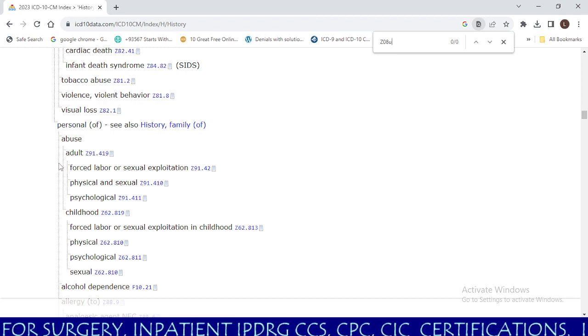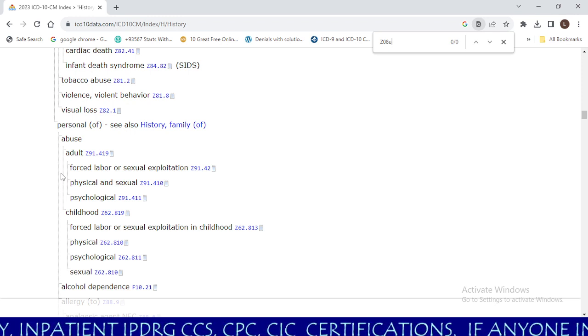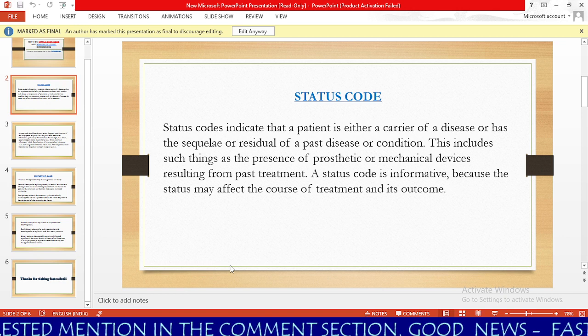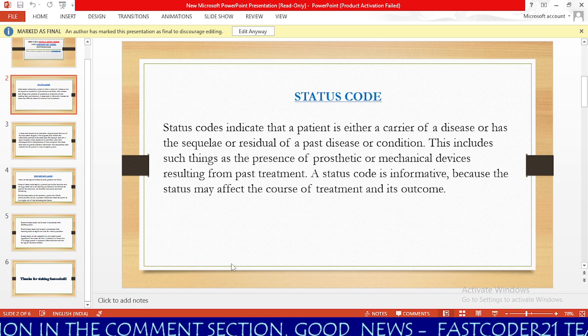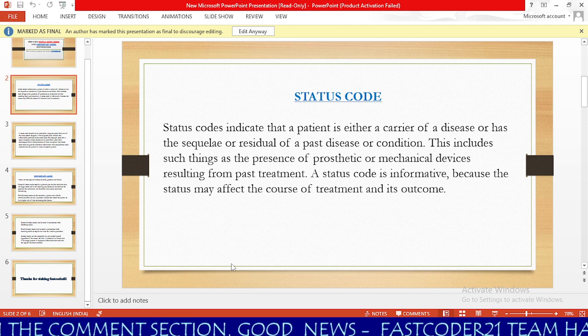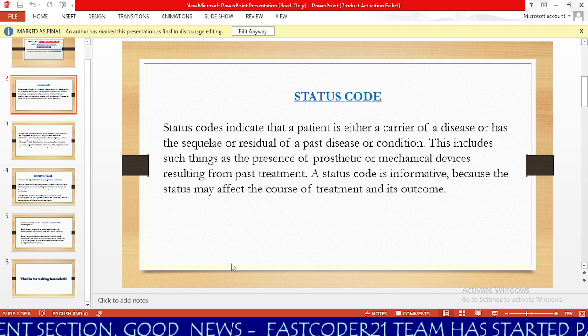So basically you need to understand that we will use a status code if the patient has any sequelae or residual of a past disease or condition. For a history code, there is no chance of recurrence of the previous or past condition.